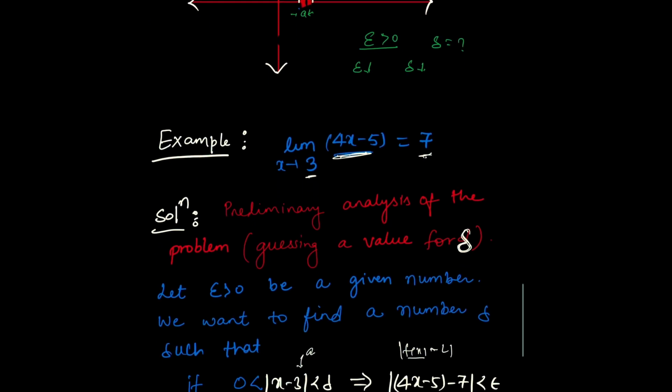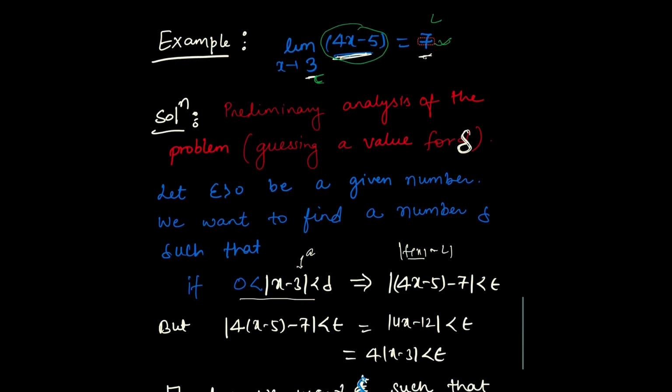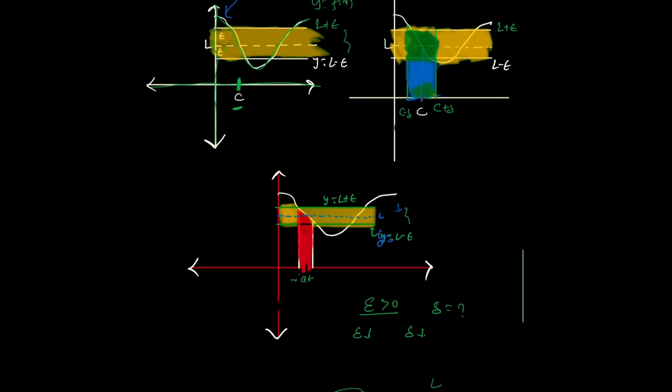Then we can say that the limit as x tends to 3 of 4x minus 5 equals 7. This is our function f(x), the limit l is 7 and c is 3. Okay, so the preliminary analysis of the problem: guessing a value for delta. So we have to guess the value of delta. So let epsilon positive be a given number. We want to find a number delta such that we apply this definition.